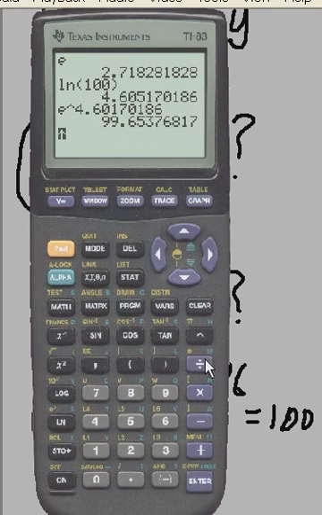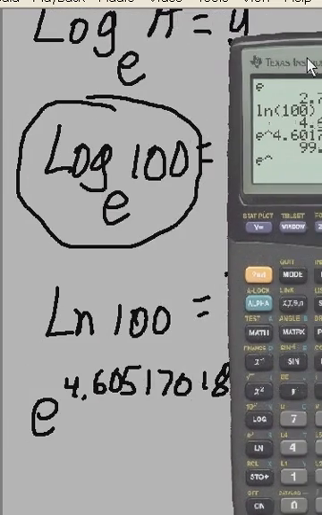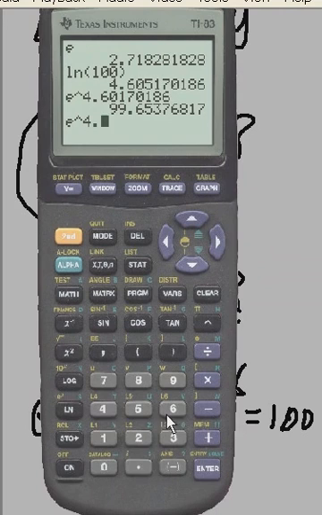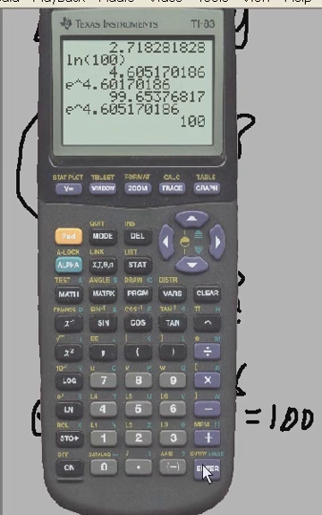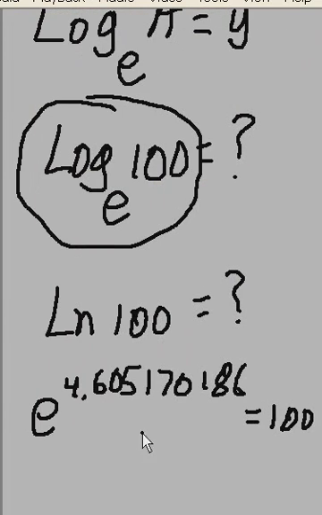Let's try that again. Shift E, and I'm going to raise that to the, what was that number again? That was 4.605170186 power. Let's see what I get this time. I get 100. Okay, okie dokie. So that gives us 100, and we're all very happy.